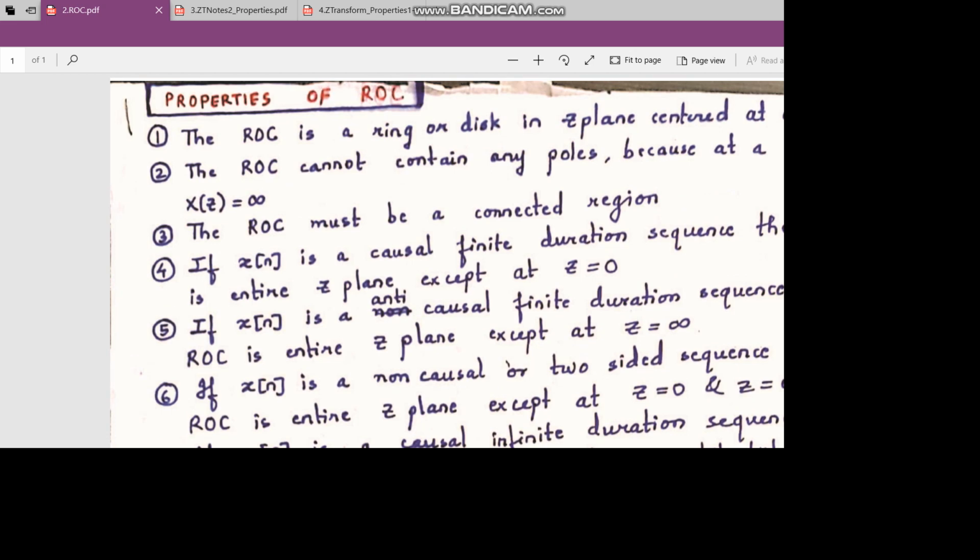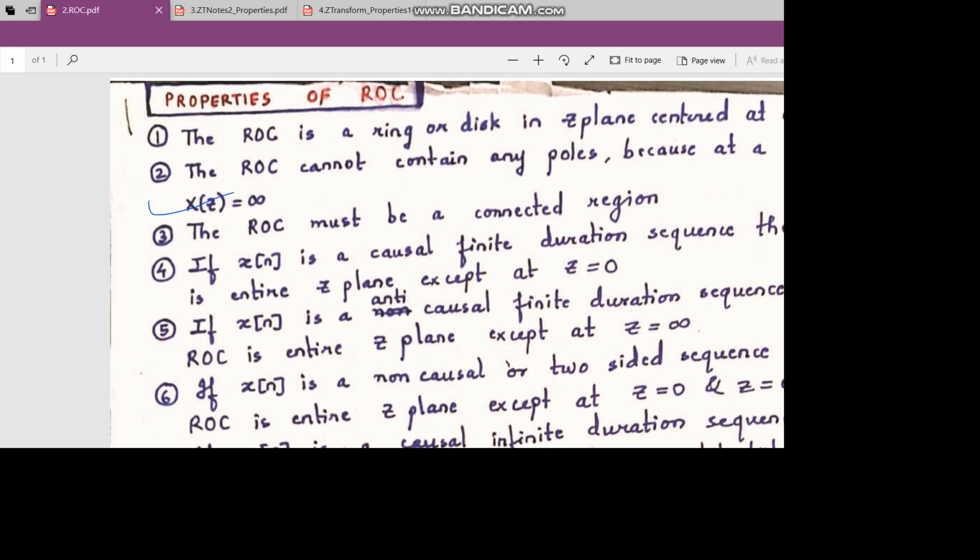The ROC cannot contain any poles. Why? Because what is a pole? A pole is a location in Z plane where the value of the function is infinity. And since region of convergence is a region where X of z is finite, hence the ROC cannot contain a pole, because at a pole X of z is infinity. So this makes sense.